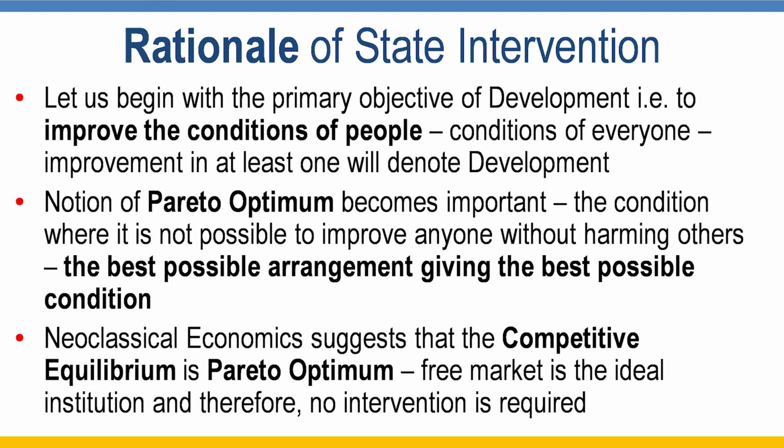Neoclassical economics suggests that the competitive equilibrium is also Pareto optimum. That is, if we allow the market to operate freely, it is the ideal institution, and therefore no intervention is required to have some kind of outcome or influence. So in a sense, the competitive equilibrium is also Pareto optimum. That's the standard neoclassical theory that would highlight the necessity of the free market as an institution for getting development outcomes.